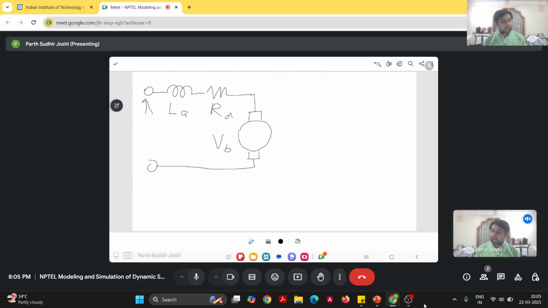So let us say VA is the voltage applied across the armature windings, and then let us say T is the torque output, and let us say omega is the angular speed. So there will be a load which has, let us say, some moment of inertia I connected to the rotor of the electric motor.